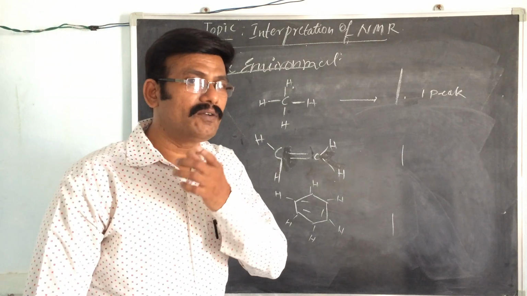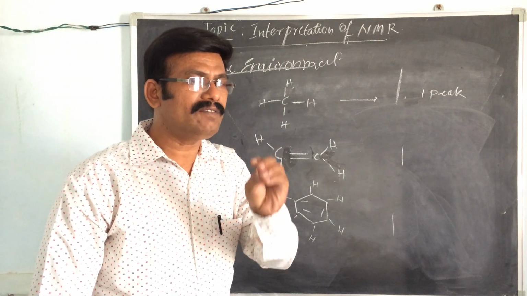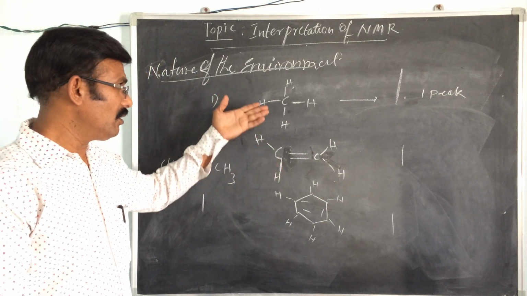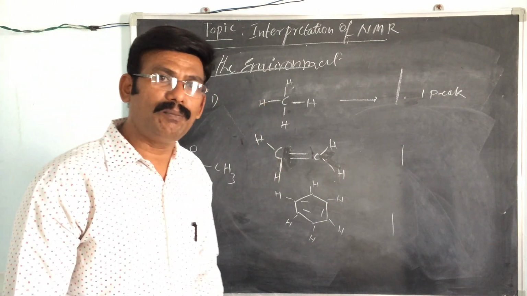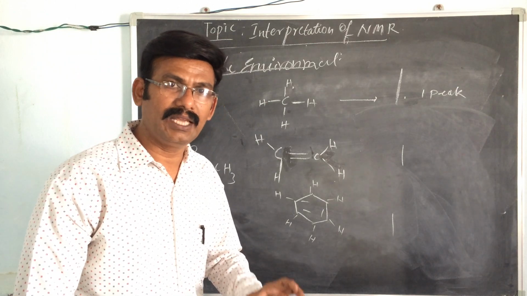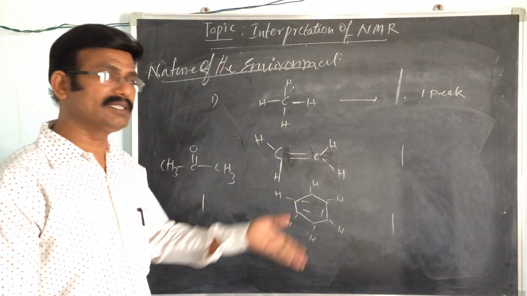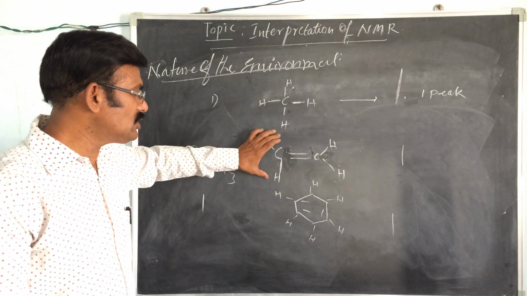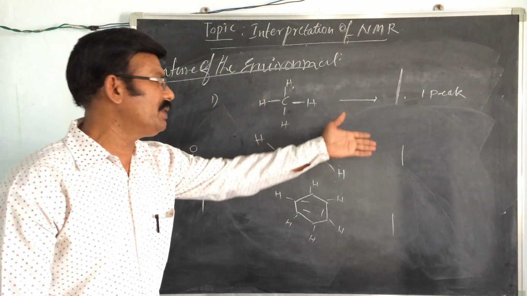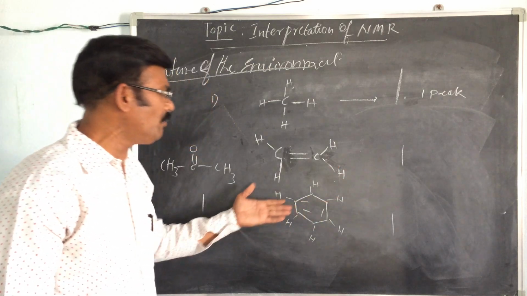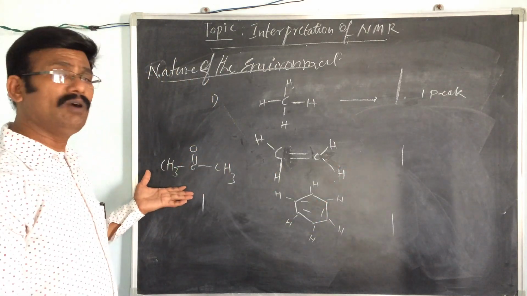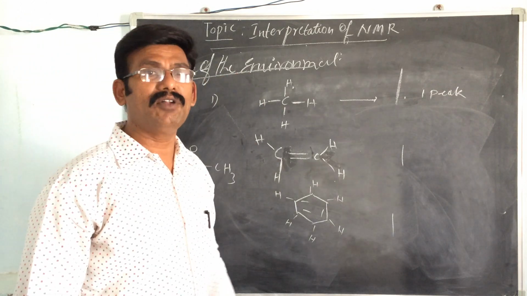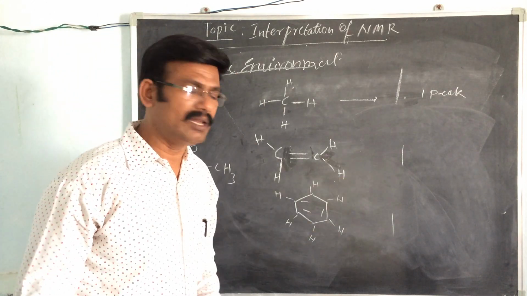So first we decided how many peaks will come in different organic compounds in a given spectra, after taking the spectra. So look, here one peak, here also one. This compound gives only one peak, this compound also one peak, and this compound also one peak. That is called the nature of the environment. Okay, one peak will come.